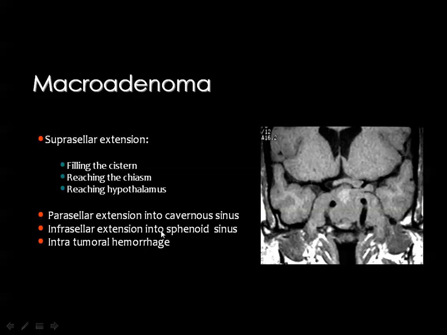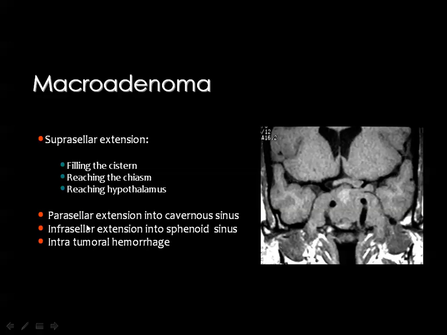And here you should identify the different extensions of the lesion, especially in the suprasellar area. And you should state whether the pituitary adenoma has filled the suprasellar cistern, reached the chiasm or compressed the chiasm, reached the hypothalamus or compressed the hypothalamus. This is considering the suprasellar extension.